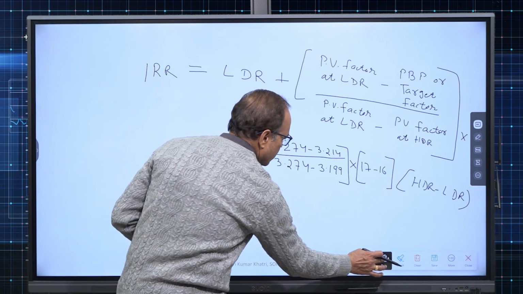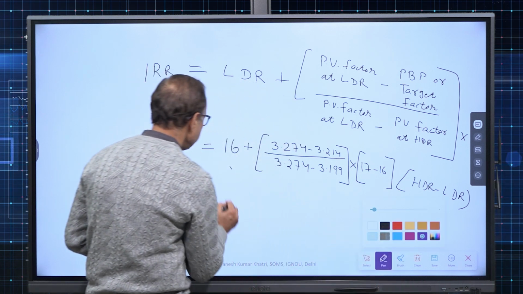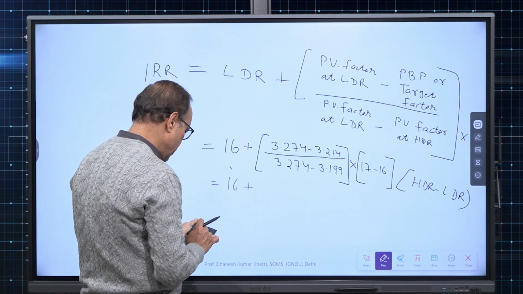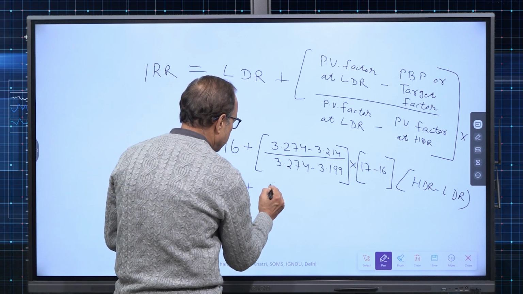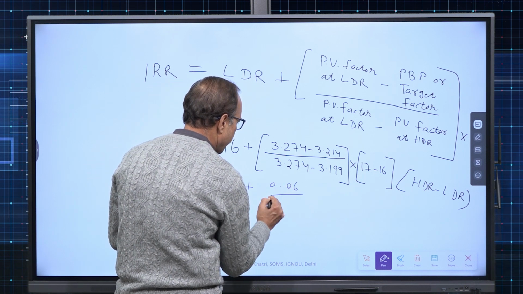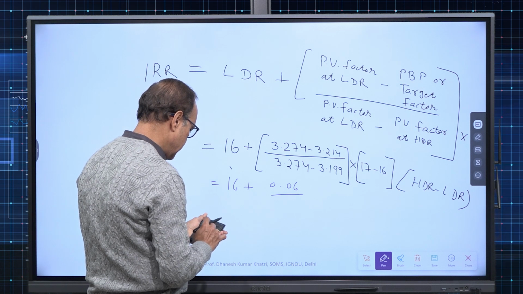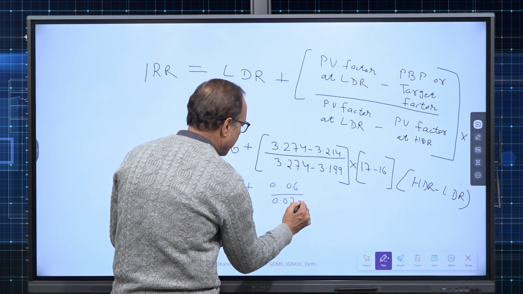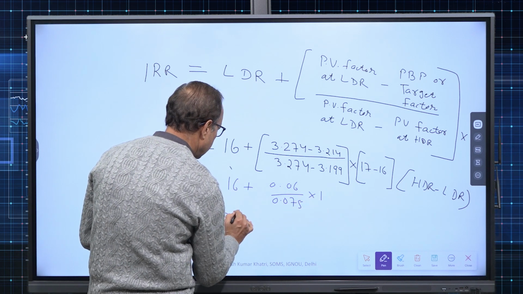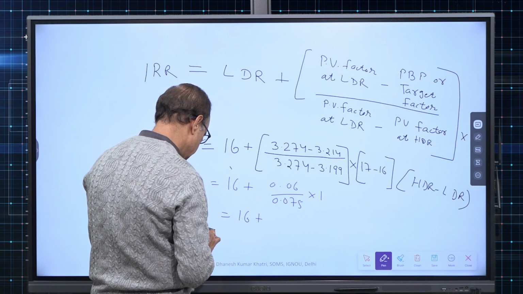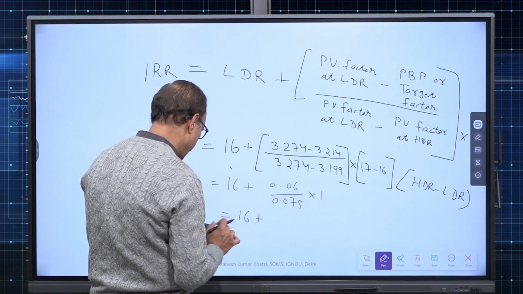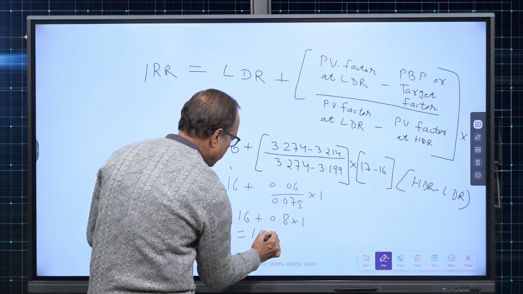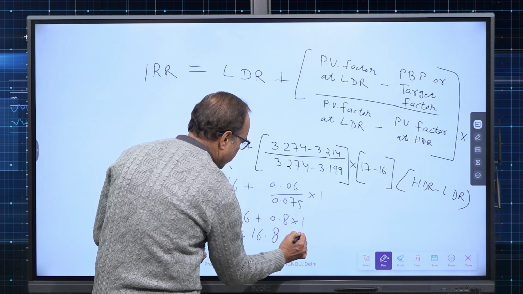Now, let us work it out, how much answer we get. 16 plus 3.274 minus 3.214, we get 0.06 divided by 0.075 times 1. So, we get 16 plus 0.8 multiplied with 1. So, that makes it 16.8.